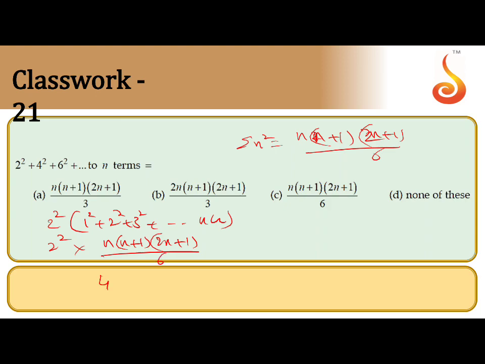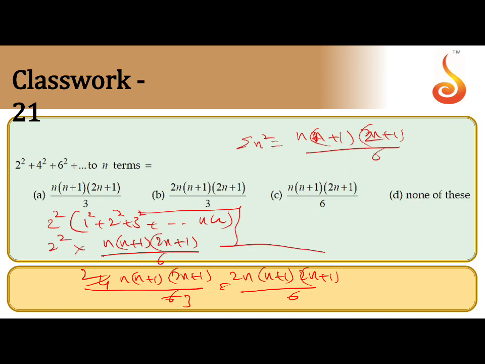So 2 square is what? 4n into n plus 1 into 2n plus 1 by 6. So the 2 ones, the 3s cancel. The final answer is 2n into n plus 1 into 2n plus 1 by 3. I hope you understand. There is another shortcut method, the verification method, instead of using the sigma n square formula to get the answer.